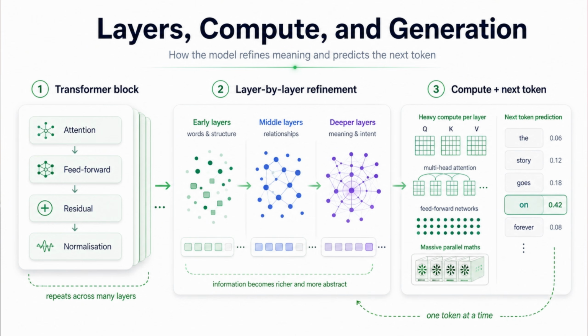Early layers may capture simple patterns like the words and the sentence structure. Middle layers may capture the relationship between the different parts of the text, and the deeper layers may capture more complex meaning, context, and intent. So by the time the input has passed through many transformer layers, the model has built a much richer representation of the text. And this is also the reason why modern AI models need a lot of compute.